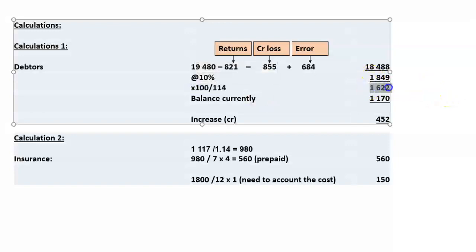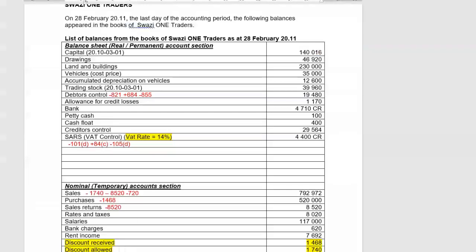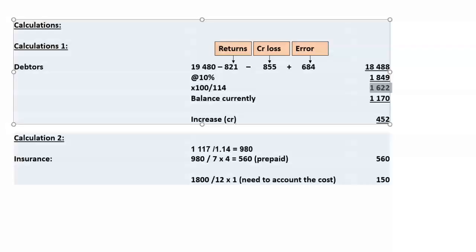And if we take out the VAT, it means that we actually want an allowance for credit losses at the end of the year of 1622. We have to go back and check whether we have an existing balance. And yes, we do. We have an existing balance of 1170. So that means we want to up that balance. We want to increase that balance with an amount of 452 Rand.